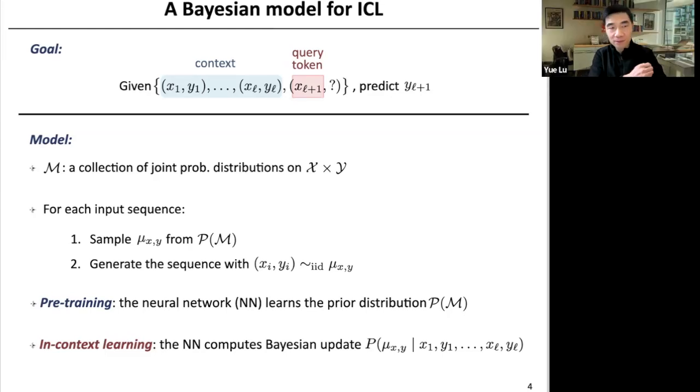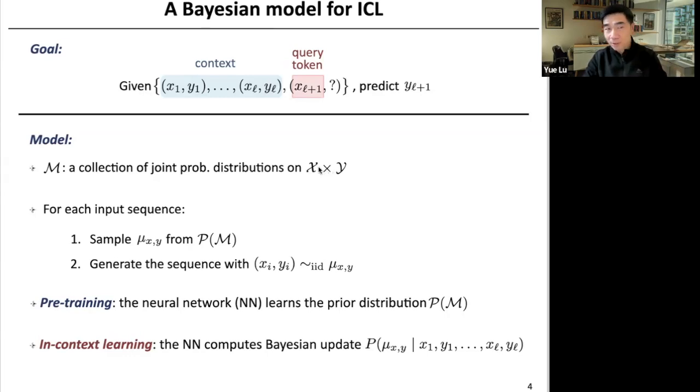So no, the set does not need to be finite, but conceptually it's easier. You can think about a finite set. So there will be, let's say, 10 different joint probability distributions on X and Y. And then there's also a probability distribution on these 10 joint measures. Okay, so you can say they are equally likely.